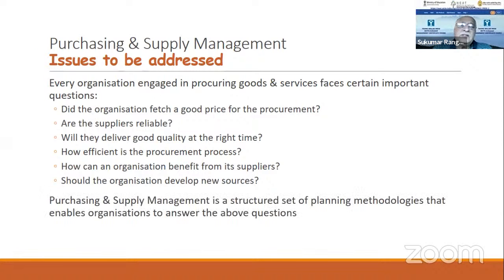So purchasing and supply management is a structured set of planning methodologies that enables organizations to answer the above questions. There are many other questions also. As we go along, we'll see that all these will be answered.